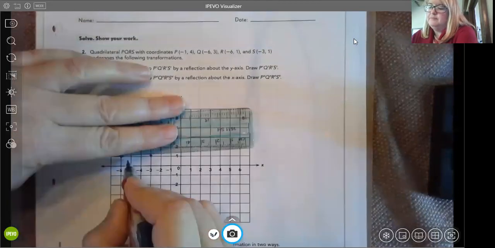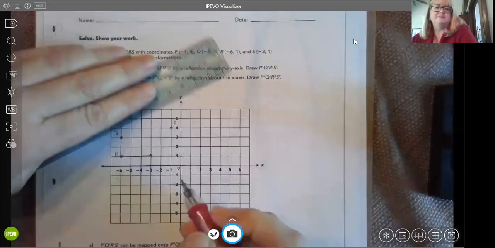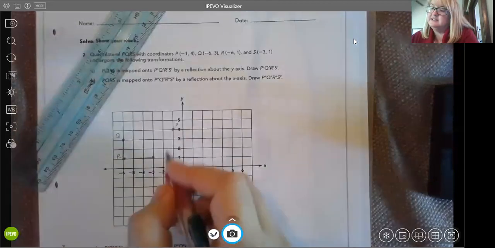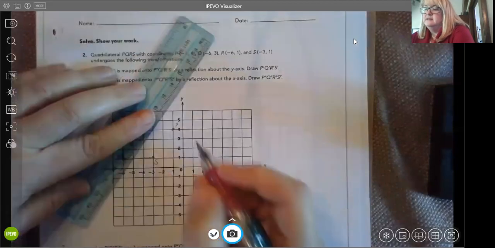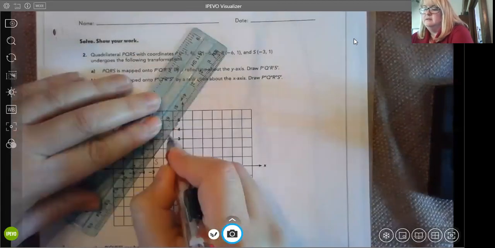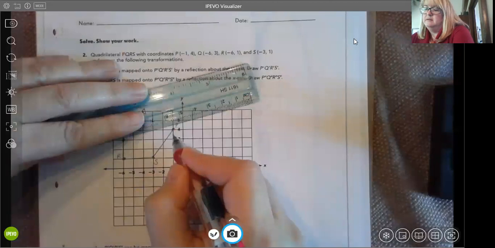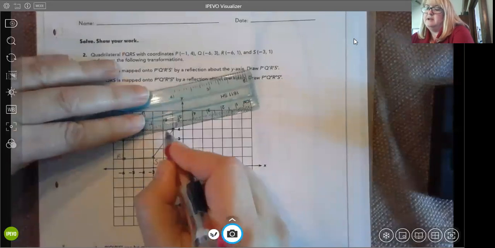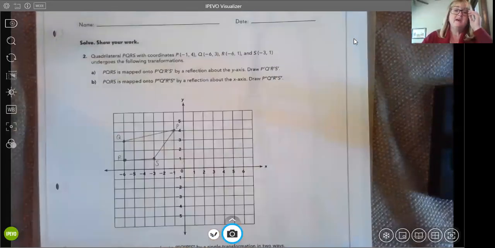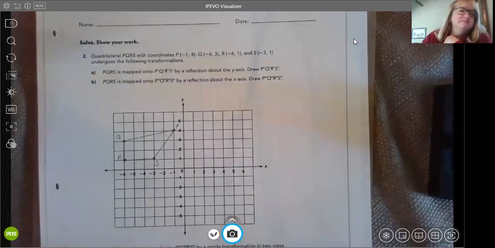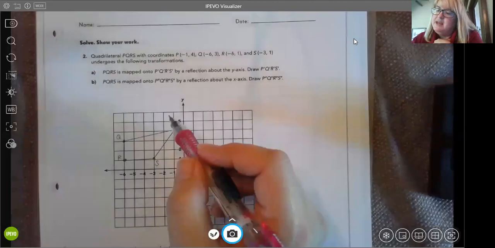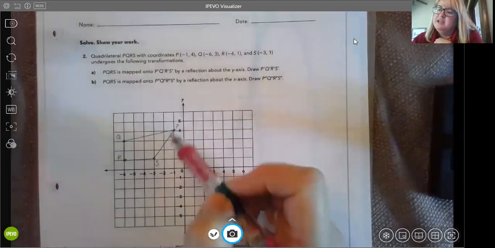And then we connect them. Did I label the last one? No, I didn't. That is S. All right. That is just a quadrilateral. Yep, it's just a quadrilateral. Okay, we've got the original.